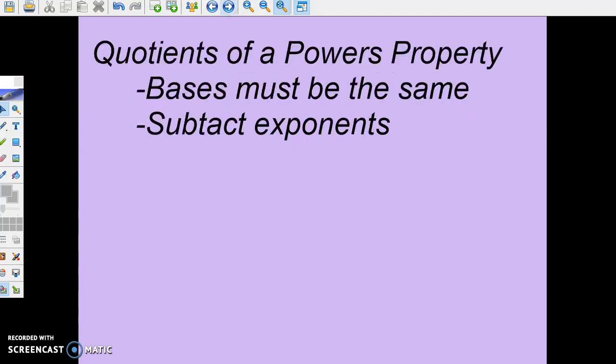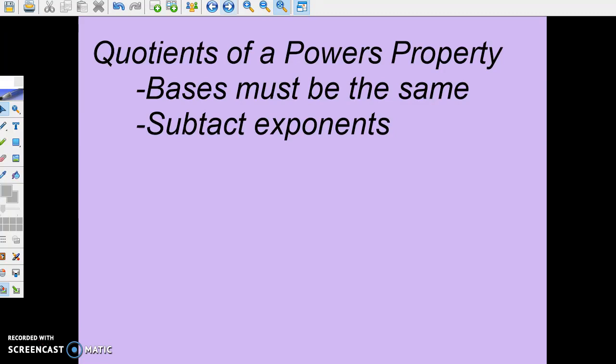So we have two properties that I want you to make sure you take note of and include in your notes. The first property is the quotient of powers property. This one is much like the product of powers property with multiplication, except this one's going to be division. You have to have the same base, and then you would subtract the exponents. My apologies here for not spelling the word subtract right. I'm sure several of you noticed that.